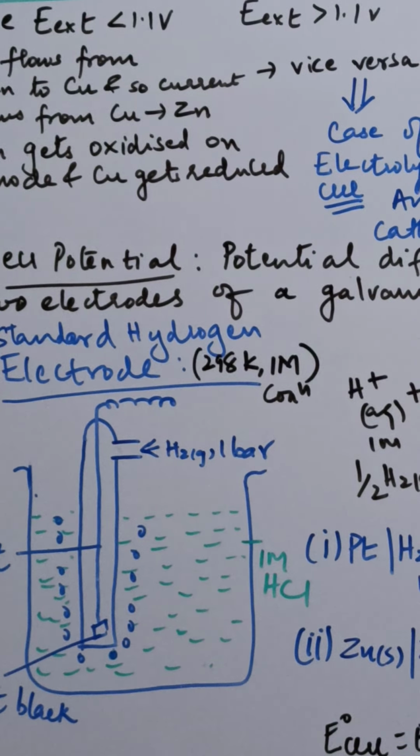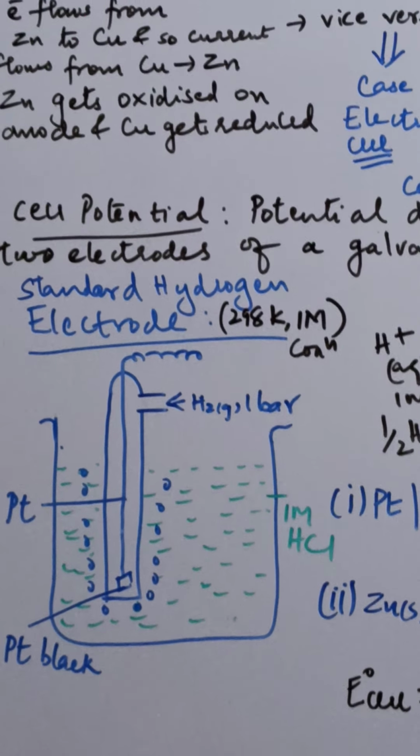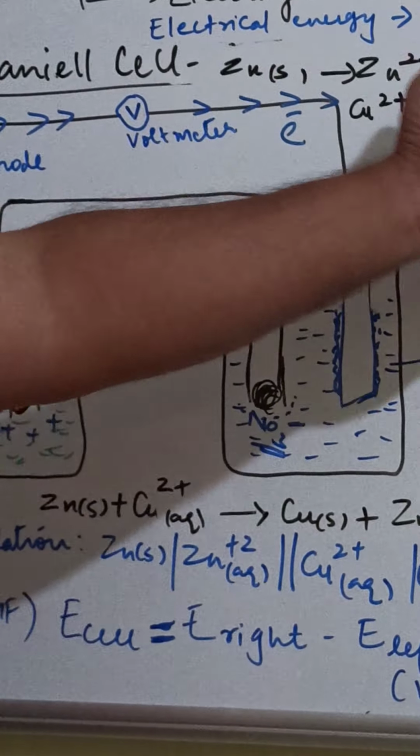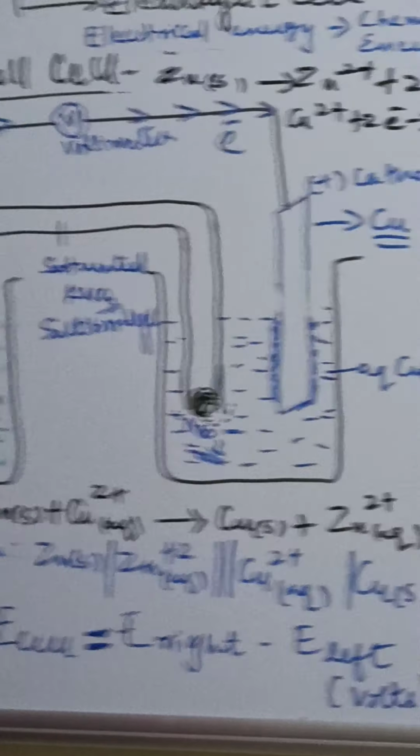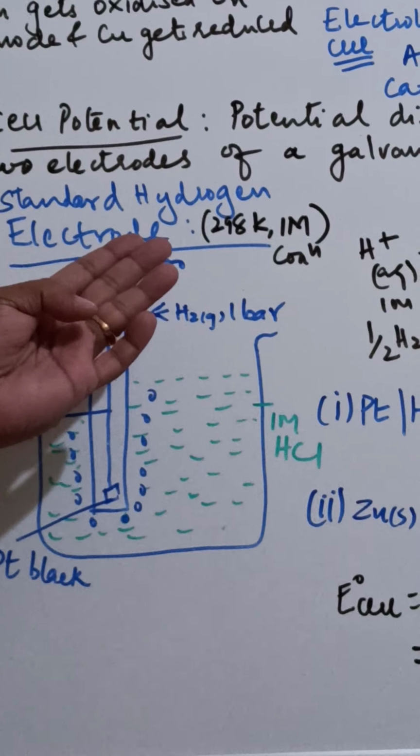These are the two electrodes. They are actually two cells. Two electrodes are dipped in their corresponding salt solution. The potential difference between the two electrodes is known as the cell potential. Now let us come to the standard hydrogen electrode.